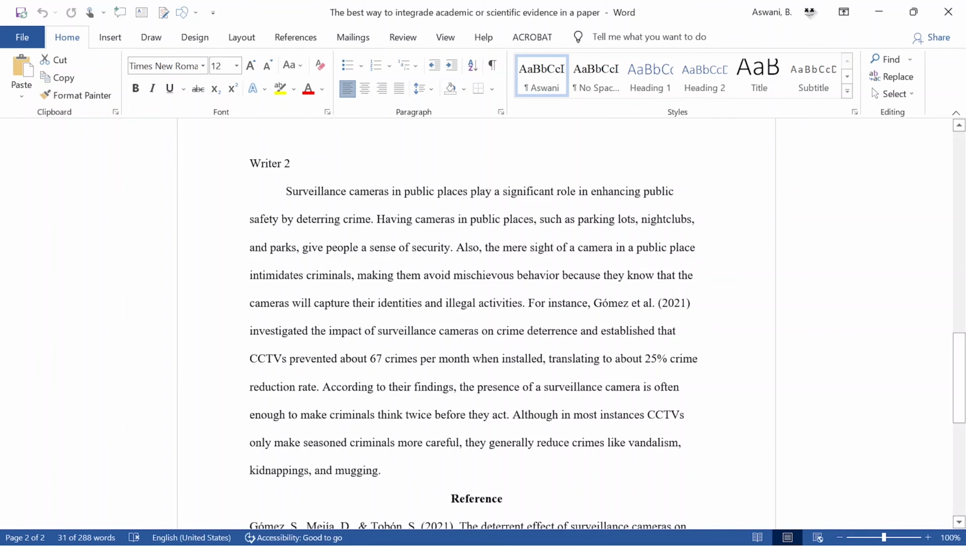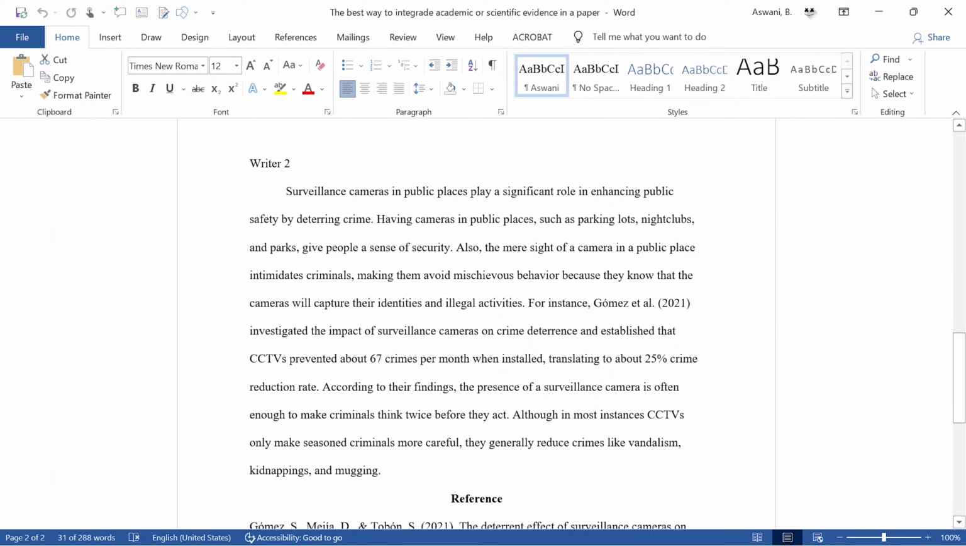So in writer 2, surveillance cameras in public spaces play a significant role in enhancing public safety by deterring crime. Having cameras in public spaces, such as parking lots, nightclubs and parks, gives people a sense of security. Also, the mere sight of a camera in a public space intimidates criminals, making them avoid mischievous behavior because they know that the cameras will capture their identities and illegal activities. For instance, Gomez and others investigated the impact of surveillance cameras on crime deterrence and established that CCTVs prevented about 6-7 crimes per month when installed, translating to about 25% of crime reduction rate.